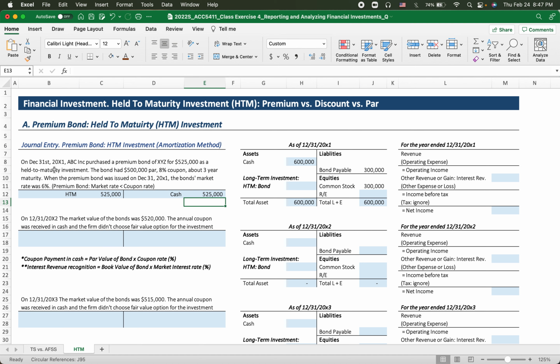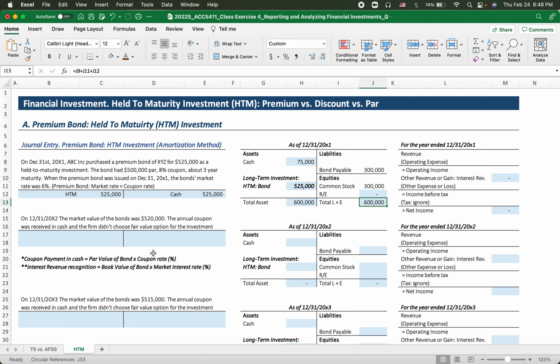So on December 31st, year one, how do we record this? Right, the bond up by 525,000, and then cash down by this investment. So this is just the exchange between the cash and the bond investment. There's no other transaction when we purchase. If we assume, then the balance is 600,000.